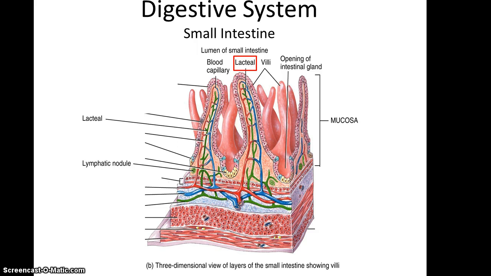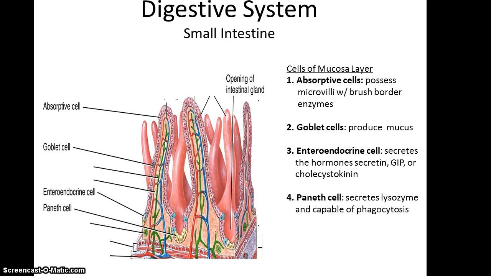Within the villi is the lacteal duct, which is a duct of the lacteal vessel, which is a vessel of the lymphatic system, and it carries a lot of the lipids from what we eat to the liver. If you look closely at the villi, you see that they are composed of a variety of cells.